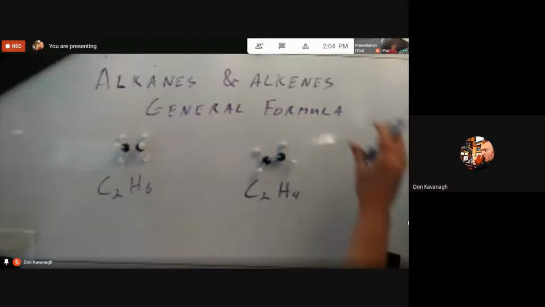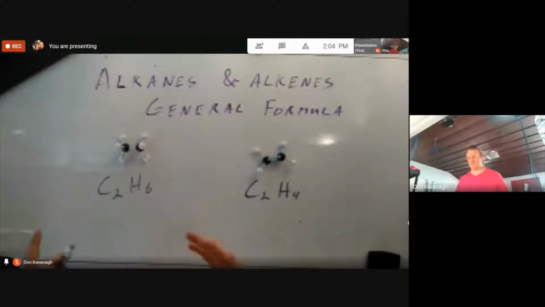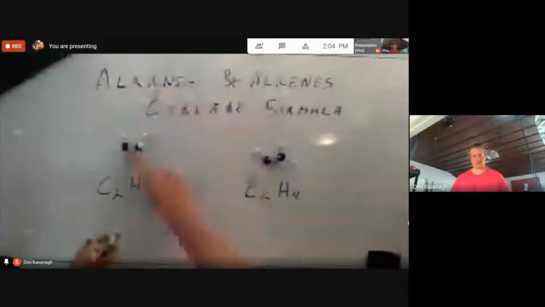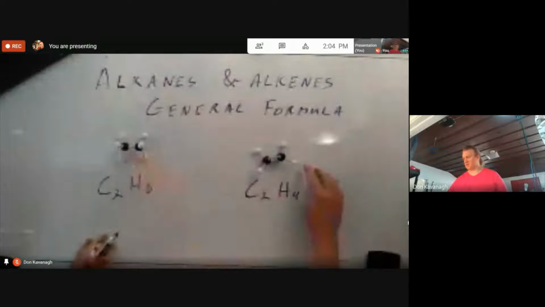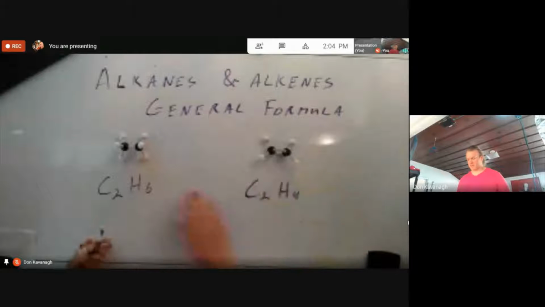The general formula of alkanes and alkenes is a little bit of a math trick and can be helpful. This is ethane. Ane means it's got a single bond, and this is ethene. Ene means it's got a double bond in between the carbons there. These are the molecular formulas for each compound respectively.